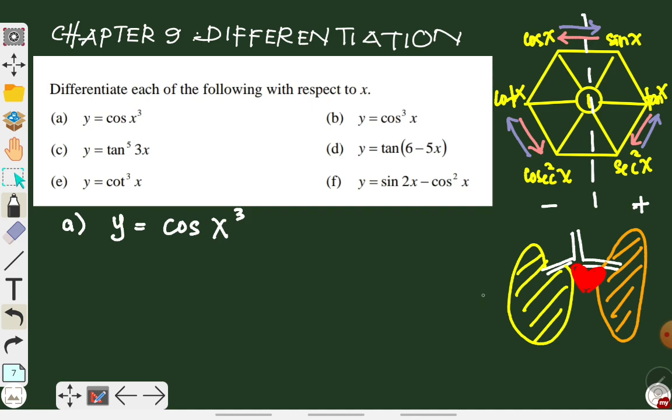We already learned about the hexagon and some techniques for how to differentiate, where we use the left lung, the right lung, and also the heart. For this question, let's define these parts one by one. Now you have cos x cubed. I would like to divide it into two cases: the left lung and the right lung.